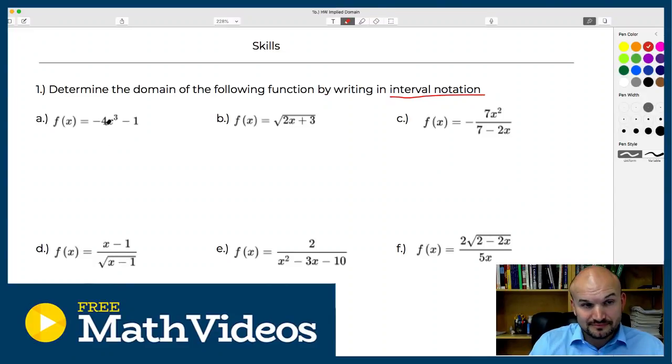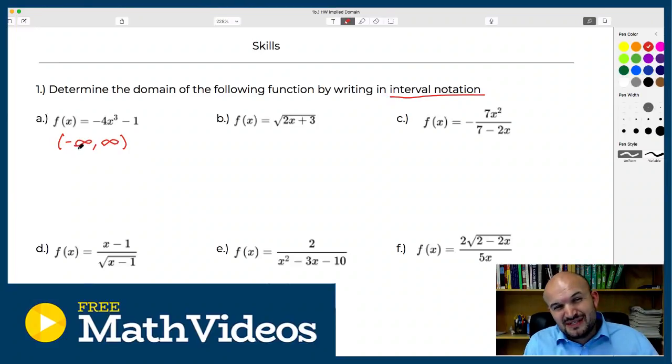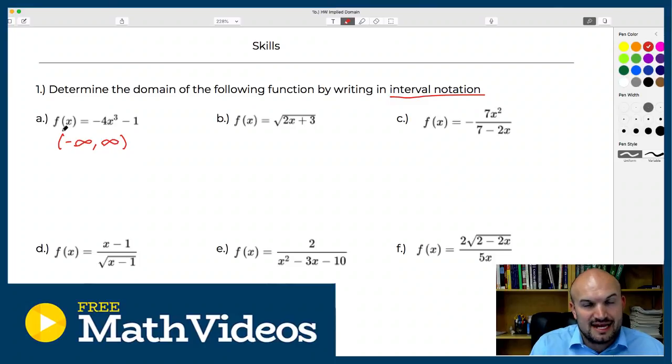So therefore, the domain here is going to be from negative infinity to infinity. Every real number between negative infinity and infinity, I can plug in for x, and I am going to get out a y. So therefore, it is defined for all real values.